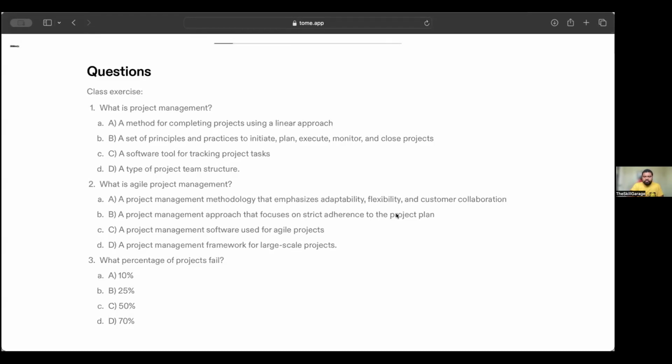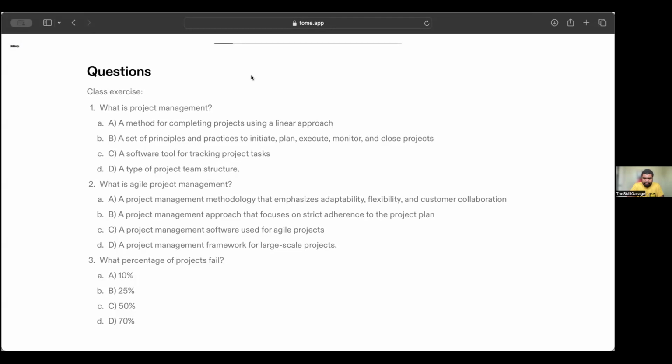Okay, let me take a look into the chat here. I'm getting a lot of A's, and that, of course, is the answer. So very good. This is definitely a methodology that emphasizes adaptability, flexibility, and customer collaboration. Again, we'll go into depth on the differences between the two and show you some examples as we go through our masterclass. Let's go on to number 3.